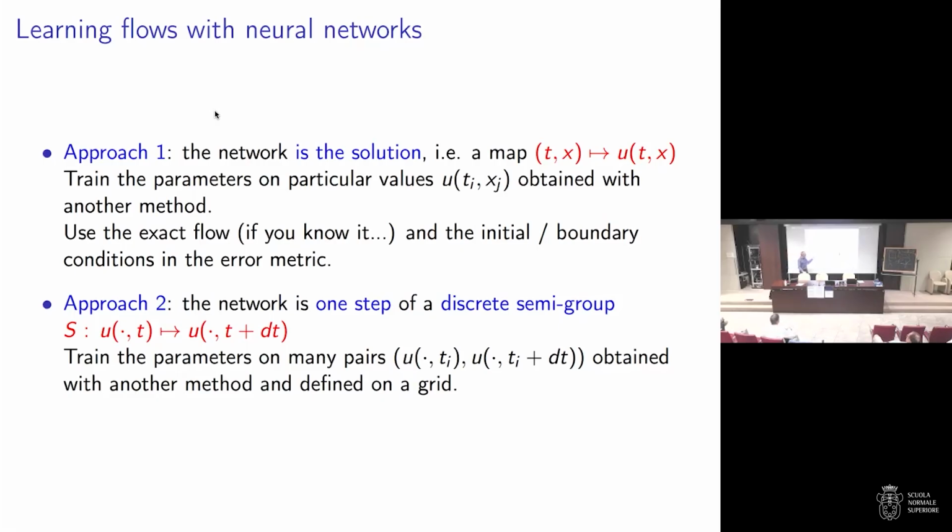The second approach is to consider that your input is the solution to your problem at a time t, and your output should be the solution of your problem at a time t plus delta t. So the network is just one step of a discrete semigroup associated with your problem. So what you're trying to do is to train the parameters of your neural network on many pairs, u at time ti, u at time ti plus dt. And usually, of course, you have discrete approximations of these solutions. Whereas here you depend on a grid, in general, here you might not depend on a grid. This is quite interesting from this point of view.